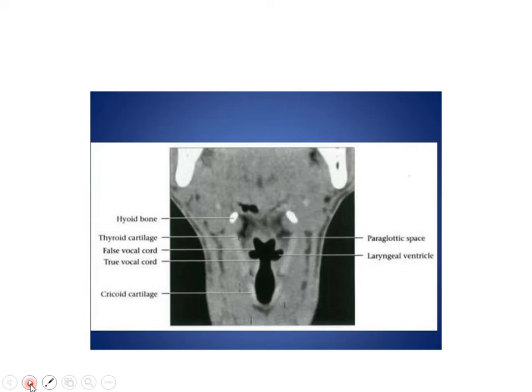Cross-sectional CT provides excellent information about anatomical details of the larynx and surrounding structures. Here is the laryngeal ventricle. It's seen inferior to the free edge of the false vocal cord and superior to the true vocal cord. The false vocal cord is a mucosal enfolding superior to the laryngeal ventricle.